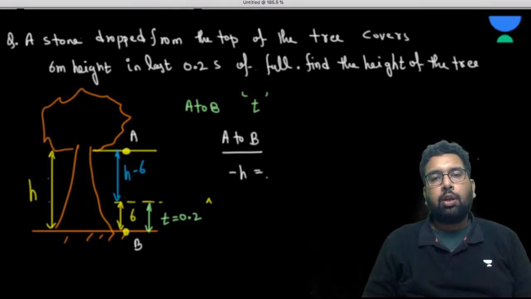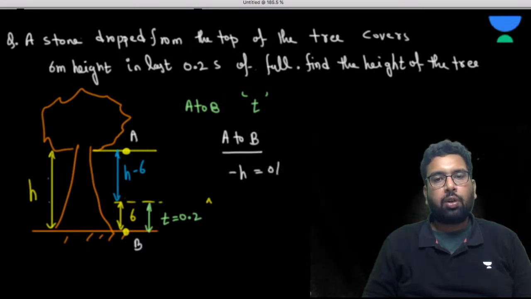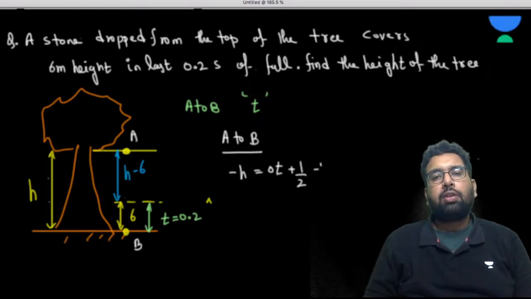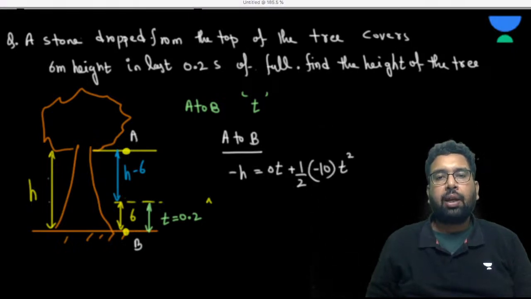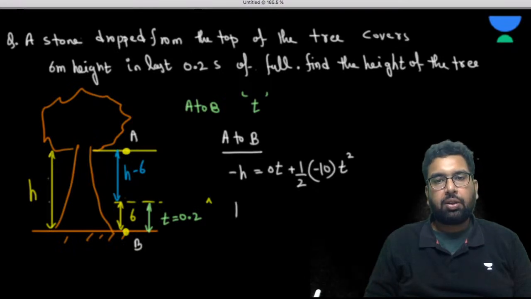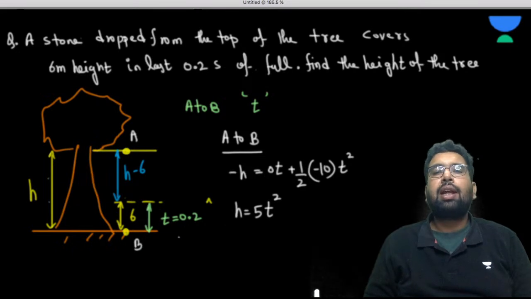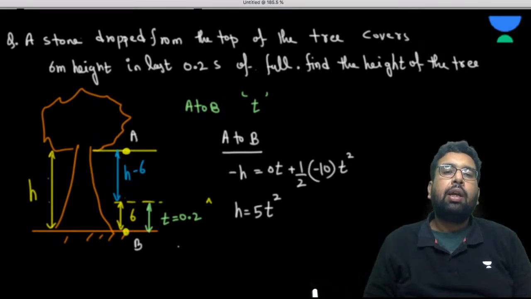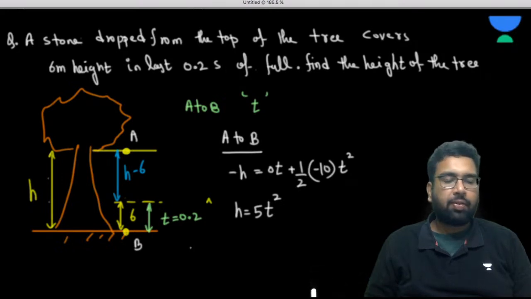Now ut. What is the initial velocity? It is dropped, so obviously the initial velocity is zero. So 0 times t, plus half, and acceleration is always downward, minus 10 t square. From here we get h equal to 5 t square. So we have a relation between h and t. Now let's process the other information.